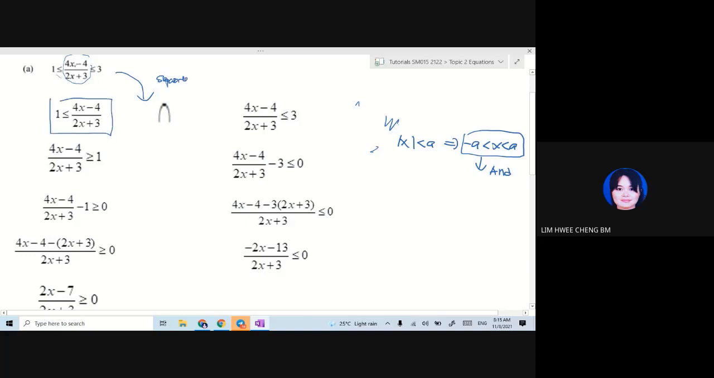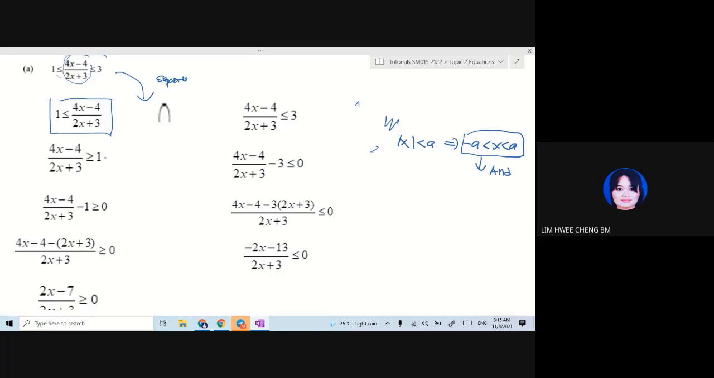One is the case of 4x minus 4 over 2x plus 3 greater or equal than 1. Another one is 4x minus 4 over 2x plus 3 less or equal than 3. So you just read from here. You get what I mean?